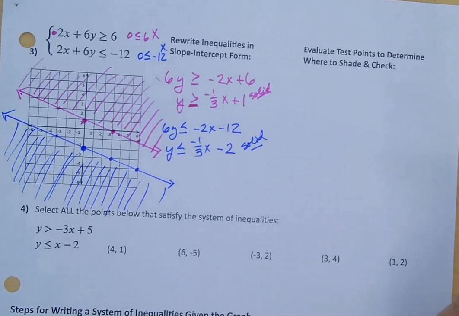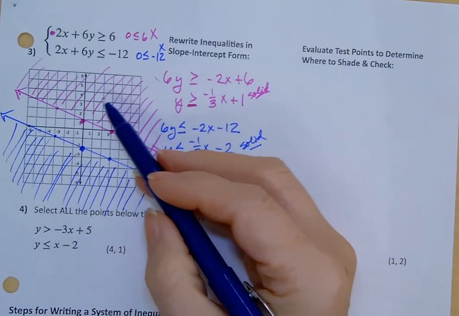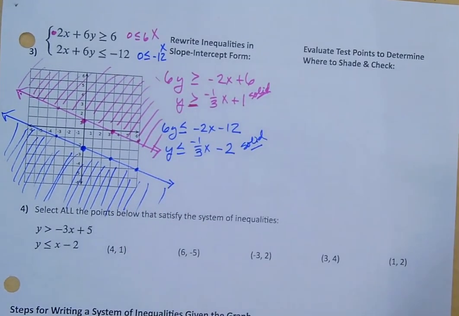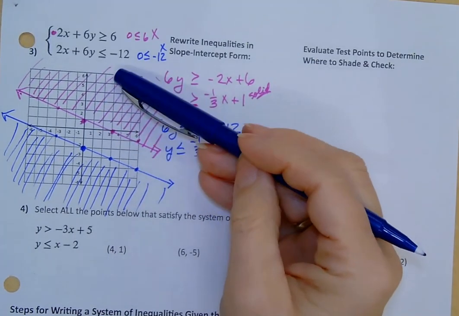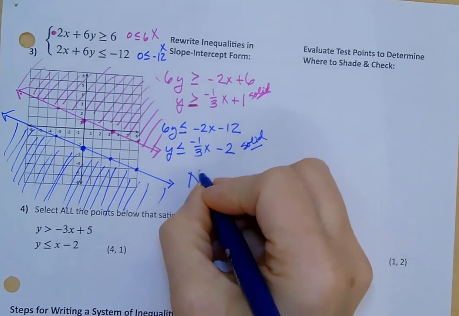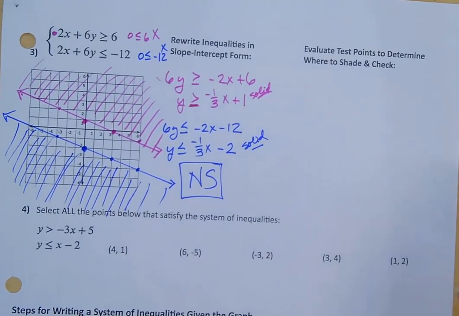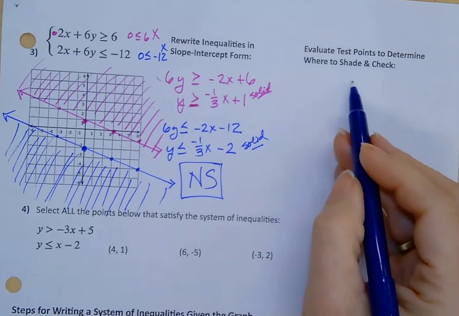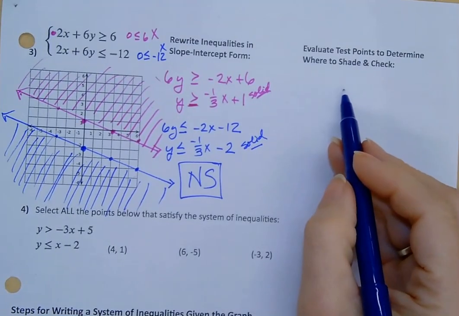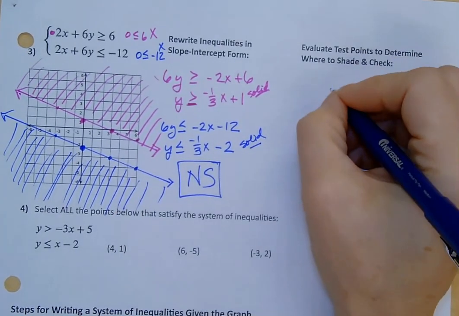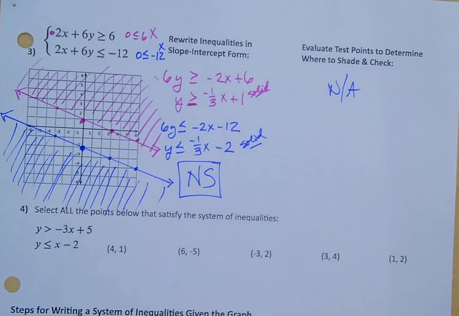When we look for a solution for a system of inequalities, we are looking for the overlapping shaded areas. We don't have any overlapping shaded areas, right? It's only pink or only blue. And what that means is there is no solution here, okay? There is no solution. So I don't have any place that I can pick a point and test because there is no overlapping shaded area. So I'm going to say that's not applicable, okay?